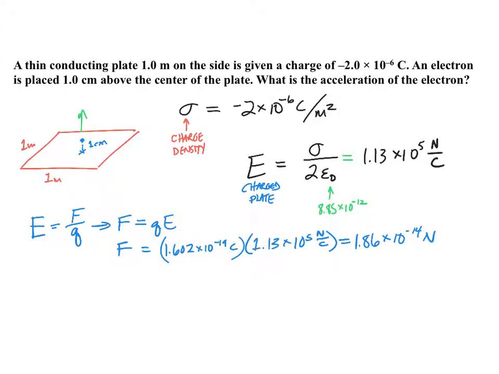So that's basically almost 200 trillionths of a newton, which isn't much force, but it's a lot of force if you're as small as an electron. And then finally, Newton's second law, acceleration is force per unit mass. So we'll have our 1.86 times 10 to the minus 14. The mass of an electron, which we've used a couple times already, but you could look up, 9.11 times 10 to the minus 31 kilograms.